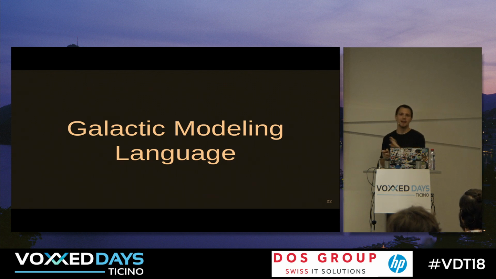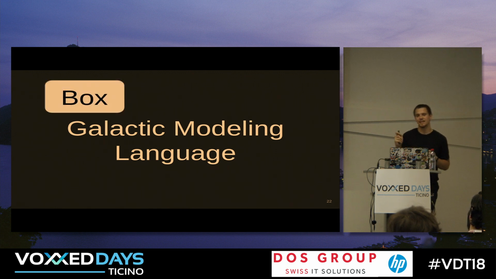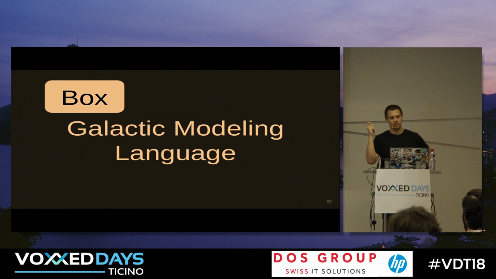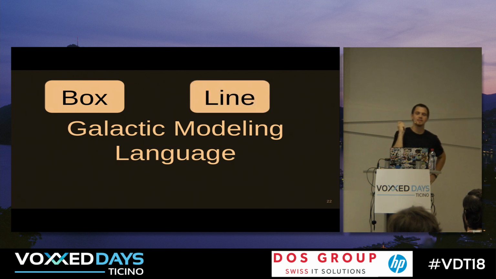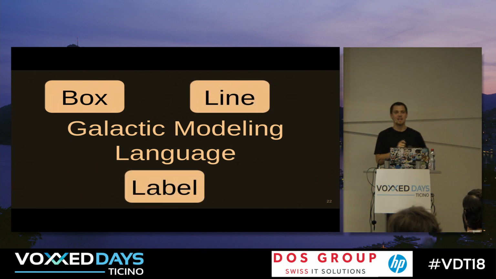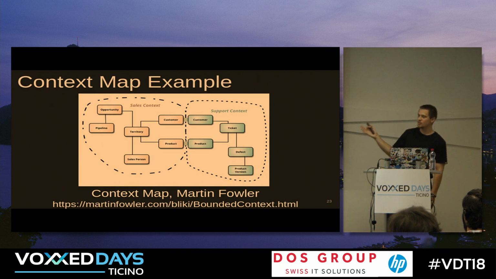I believe it's Ken Beck who came up with that. I encourage you to look it up a bit more. But the idea is that it's all about just drawing boxes, lines, and labels. It's something that you can draw on a napkin. I believe it was created by drawing a diagram on a napkin. So this is a great example of galactic modeling language in practice.